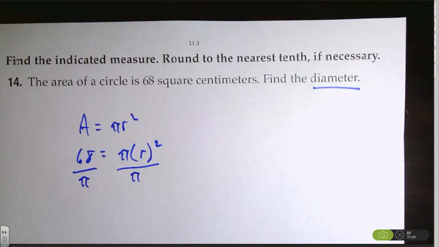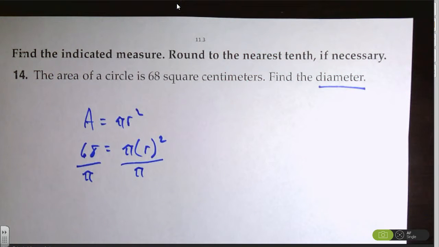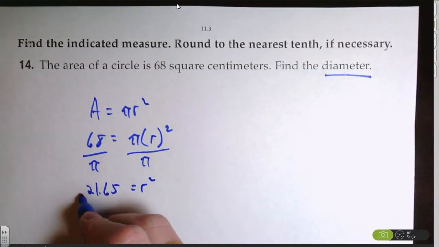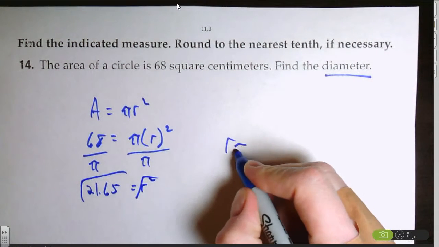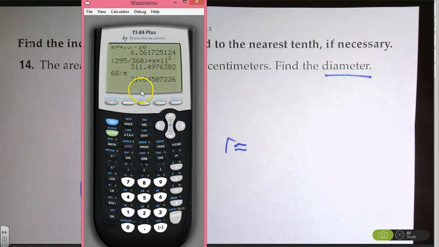So 68 divided by pi. 21.65. That's r squared. Take the square root. 21.65 square root of that. Here's a little trick. You can do second square root and then second answer, and it holds the previous number. So we get 4.65.